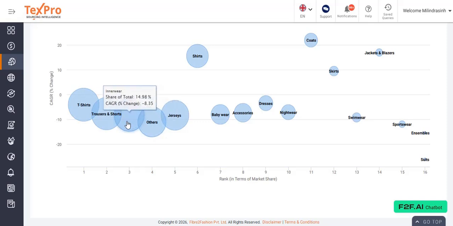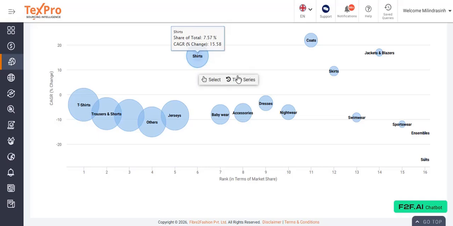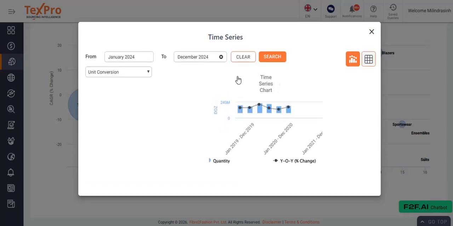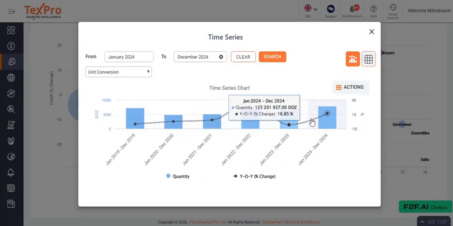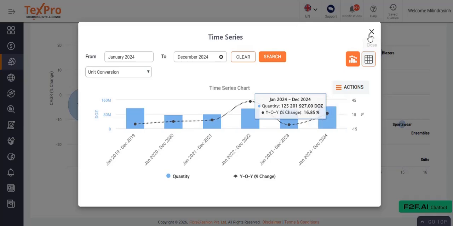So from here, I can understand that shirts as a category, which is almost the sixth largest category for apparel imports of US in terms of volume, having a share of around about 7.5% in the total apparel imports, has shown a significant growth of 15% in last 3 years. Just to confirm the trend, I will plot them on a time series chart. So clearly from here, I can see that imports of shirts as a category for US is increasing. So this is how I can identify new emerging trends for different markets, either for exports or imports of the particular country or between any two countries.